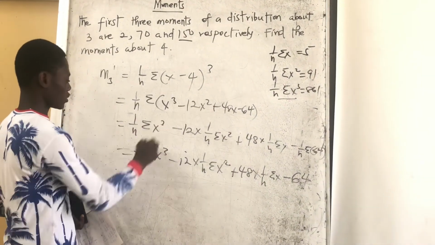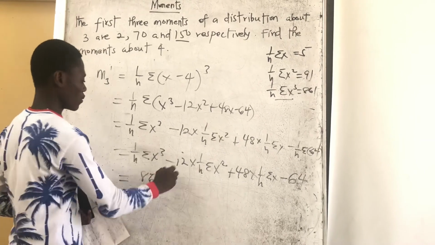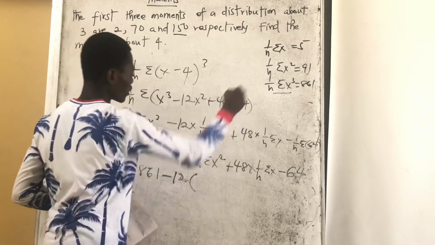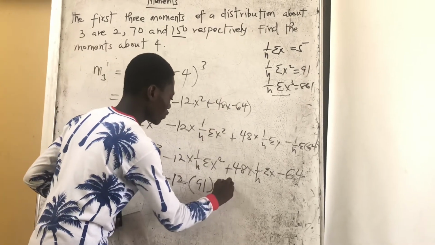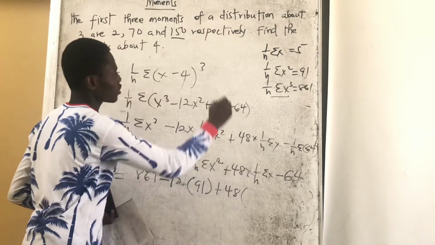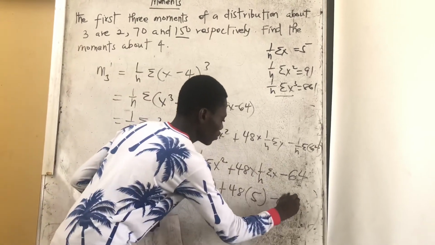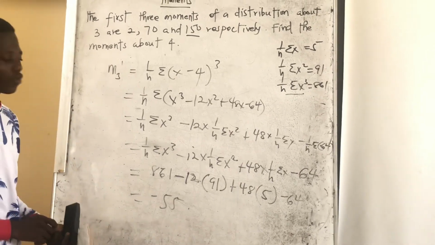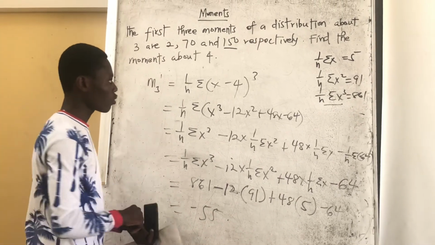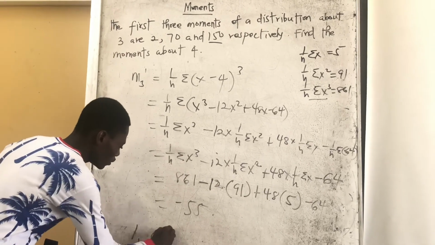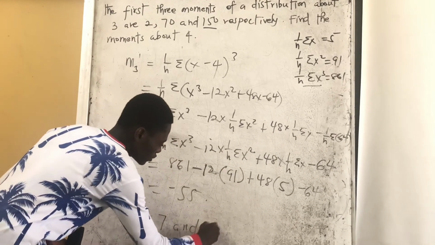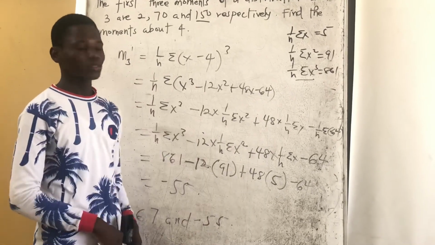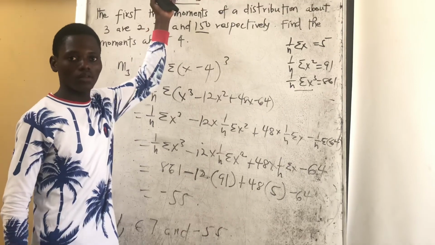So this has been calculated as 861, and then minus 12 times 91, and then plus 48 times 5, minus 64. After all, you get negative 55 as your third moment about 4. So the first three moments about 4 are going to be 1, 67, and minus 55. So finally, we have arrived at the solution using the moment about 3, giving the distribution.